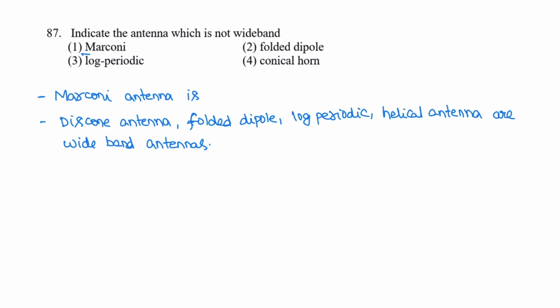Next question: indicate the antenna which is not a wideband antenna. So the Marconi antenna is not a wideband antenna, but the discone antenna, folded dipole, log periodic, and helical antenna are all wideband antennas. So the correct option is 1.